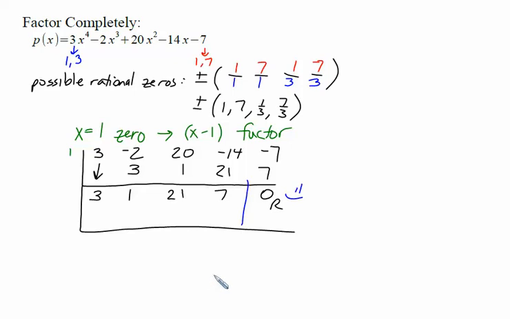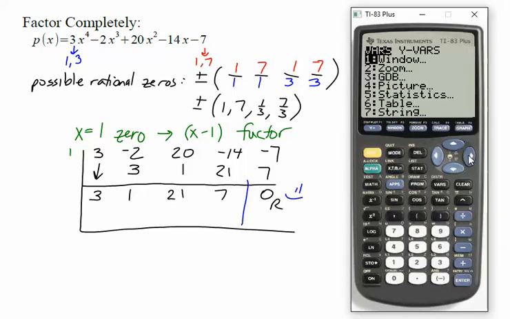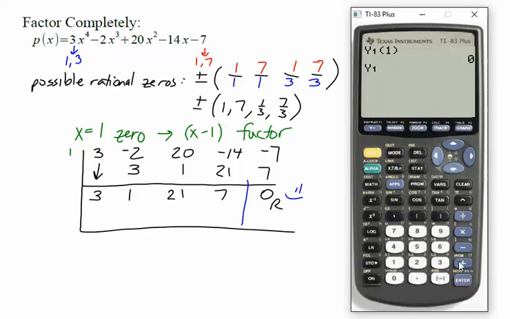So we'll turn our attention back to our calculator and we'll attempt to find another rational zero of the given polynomial. So we could go back into vars, over to yvars for function y1. We can plug in a -1.